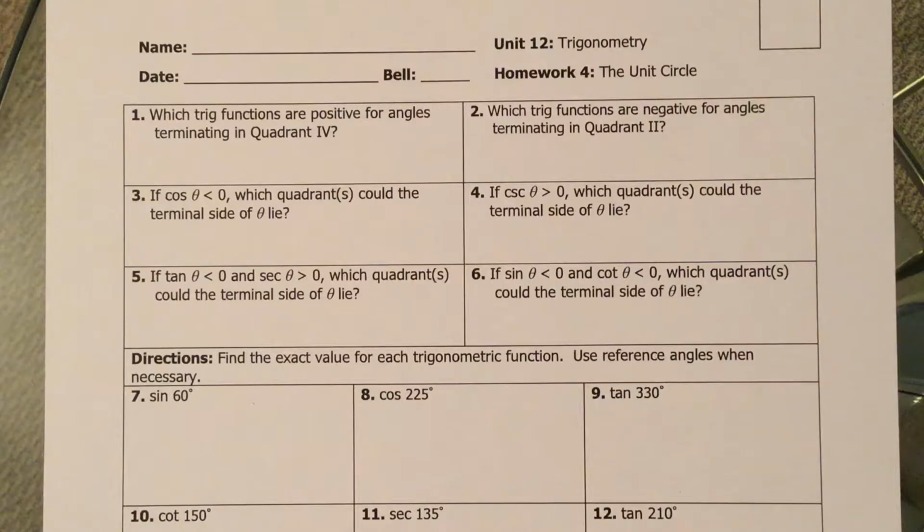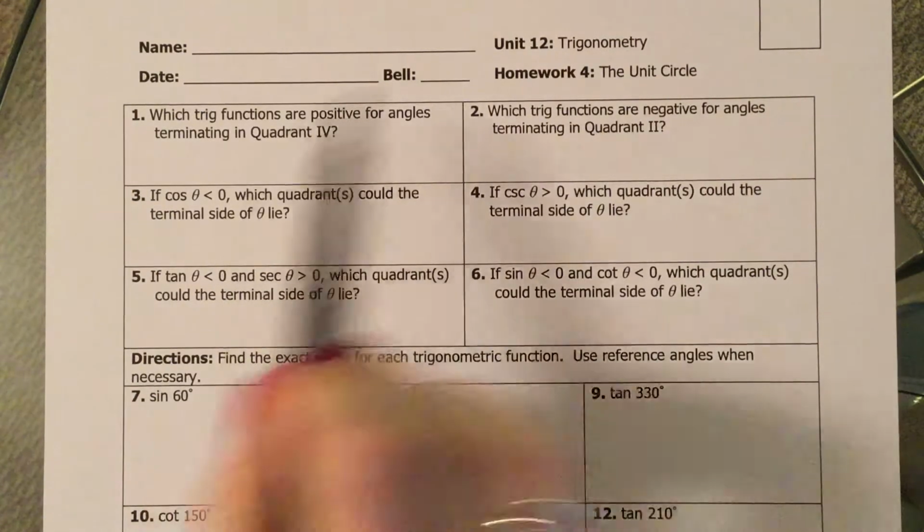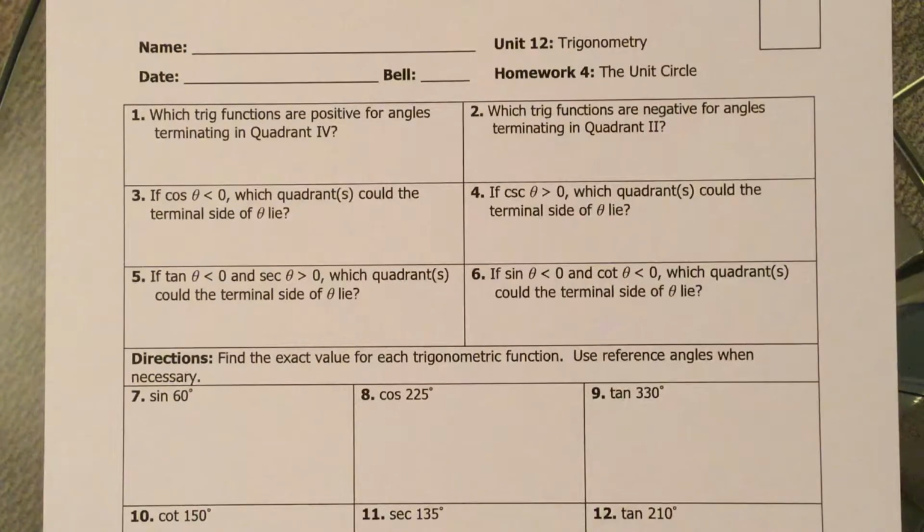Okay, homework 4 is on the unit circle. So we've got a couple of these just about signs, positive and negative. So let's look at question number 1. Which trig functions are positive for angles terminating in quadrant 4? Okay, so which trig functions are positive?